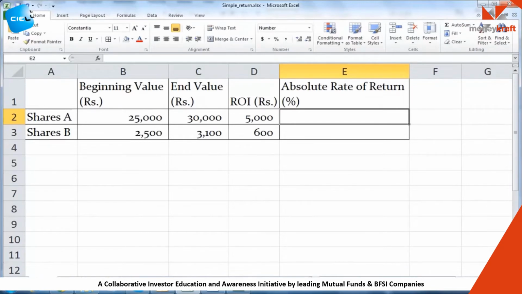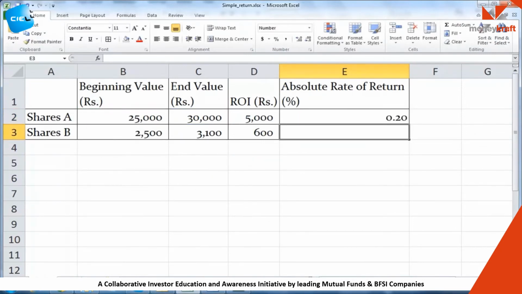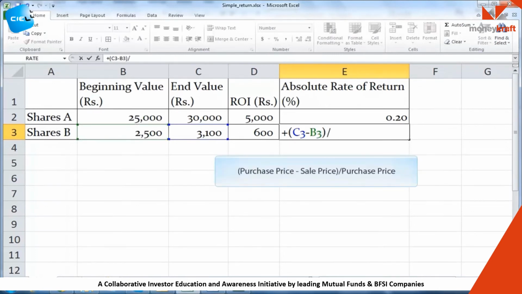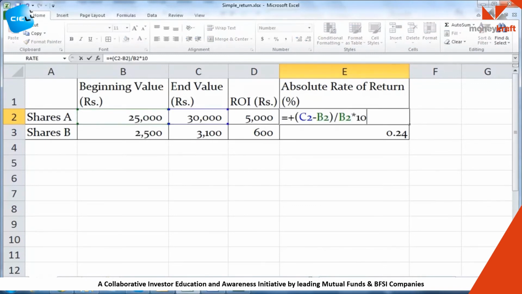Absolute return on investment in A Limited: 30,000 less 25,000 divided by 25,000 equals 0.2. Absolute return on investment in B Limited: 3,100 less 2,500 divided by 2,500 equals 0.24. Multiplying by 100 converts the rate of return into a percentage.